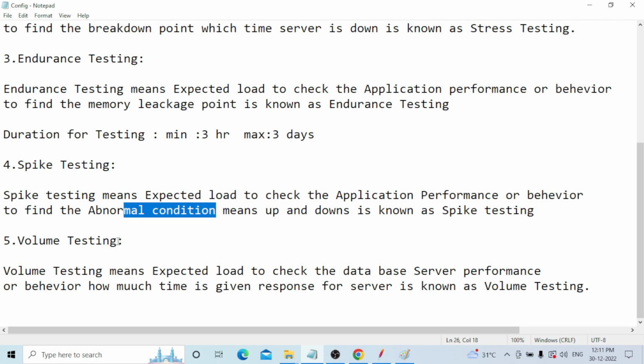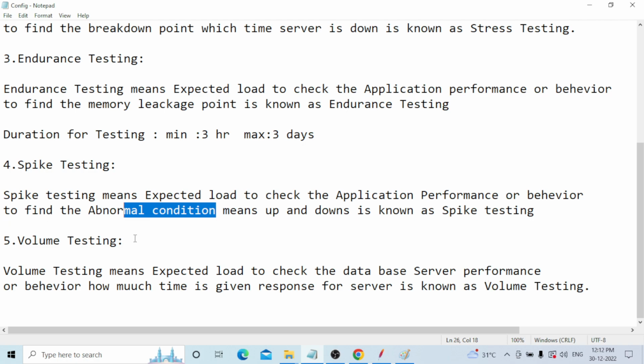After volume testing, all these tests will be iterated to the web and DB servers, but volume testing is considered only for the database server, no other servers. Okay, volume testing means an expected load to check the database server performance or behavior. How much time the server takes to give a response is known as volume testing. Whenever you keep hitting the expected load on the database server, how much time does it take to respond? That is our main objective for volume testing.